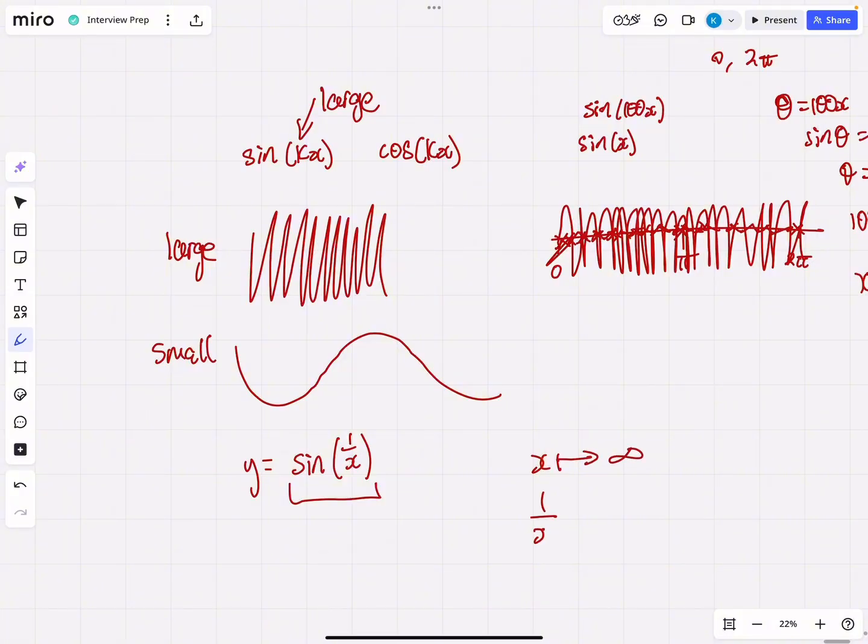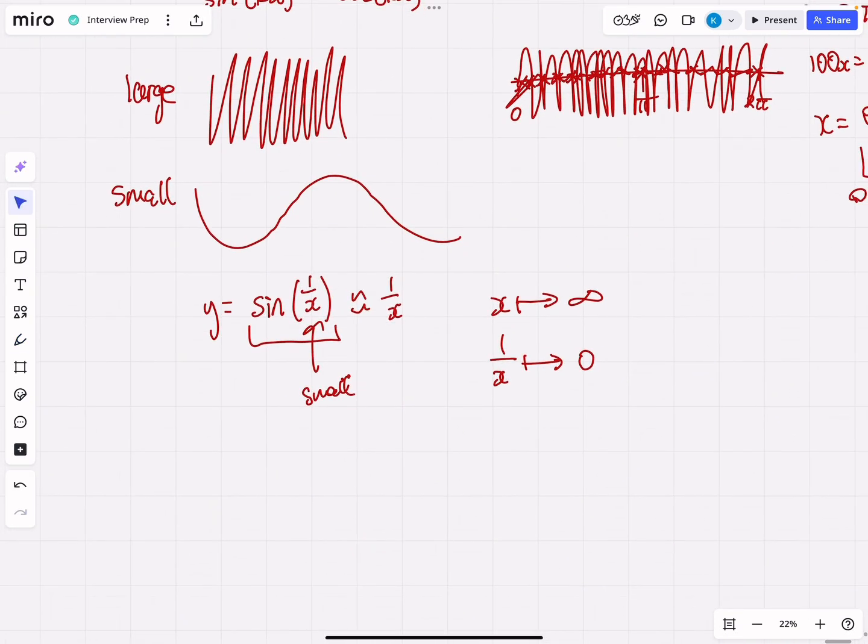Now, we see that as x tends to positive infinity, 1 over x tends to 0. And so our inner function will be very, very small. And we can actually apply the small angle approximation here. So it would be roughly equal to 1 over x. Now, when x tends to 0, 1 over x would actually tend to positive infinity. Let's say we approach from the right-hand side.